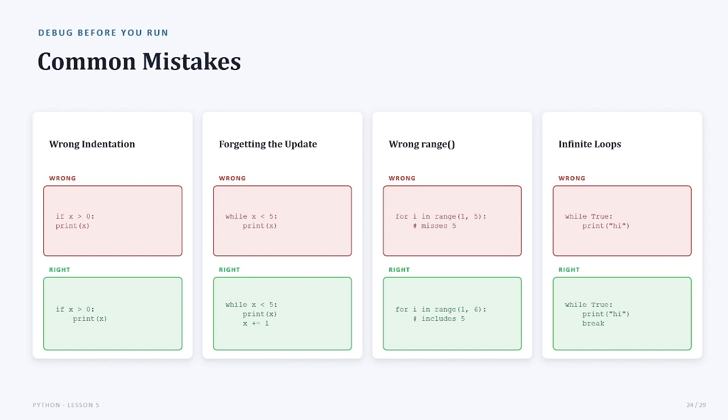Mistake number 3. Misunderstanding the range function. This is another very common mistake. For example, as it is given, some beginners expect 1 to 5, but Python produces 1 to 4. The stop value 5 is excluded.